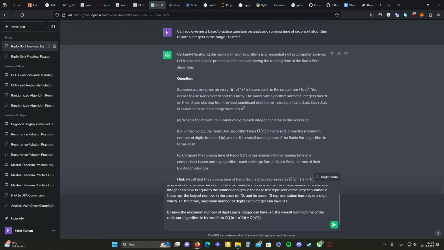And for part C, the running time of Radix sort in this scenario is O(n squared), and comparison-based sorting algorithms like merge sort or quicksort have a lower bound of Omega(n log n), and therefore in terms of big O complexity, Radix sort in this scenario is less efficient than comparison-based sorting algorithms when n is large, as n squared is greater than n log n.